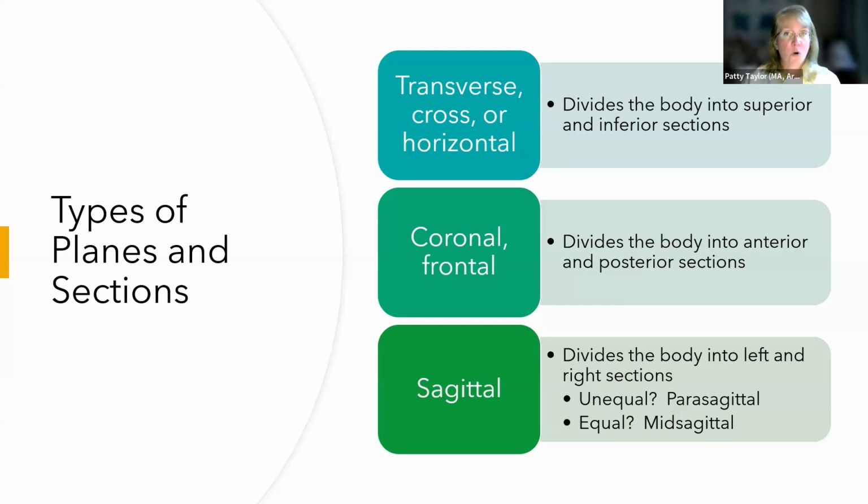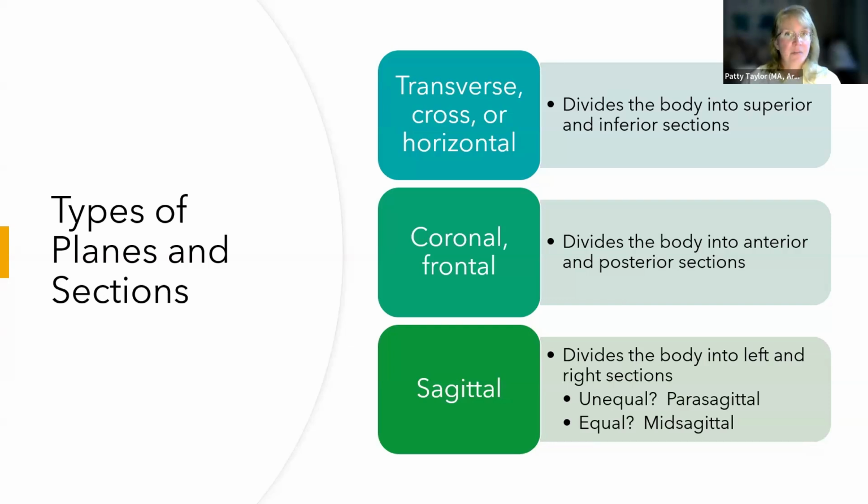A transverse, cross, or horizontal section divides the body into a top and bottom piece, otherwise known as superior and inferior sections. Coronal or frontal sections divide the face side of the body from the back side. So this would be anterior and posterior sections.